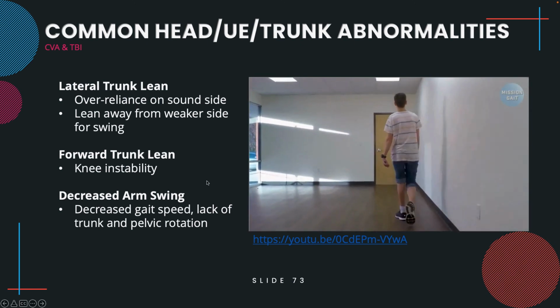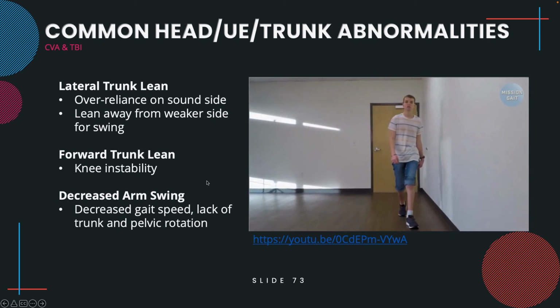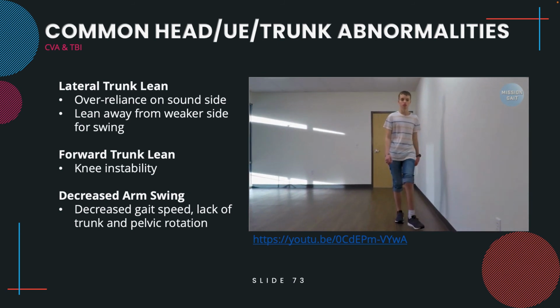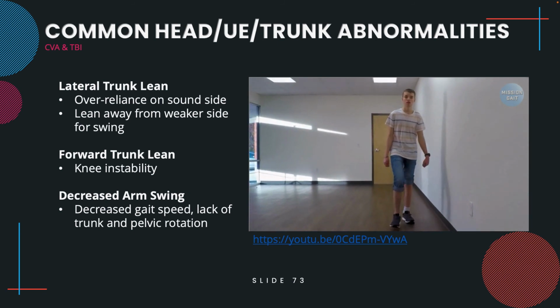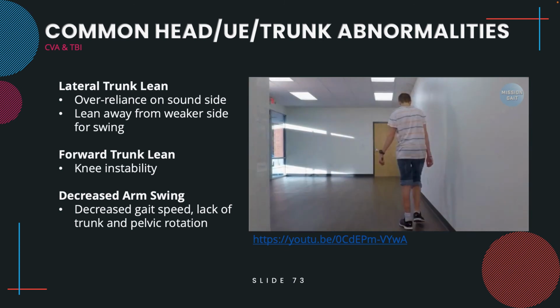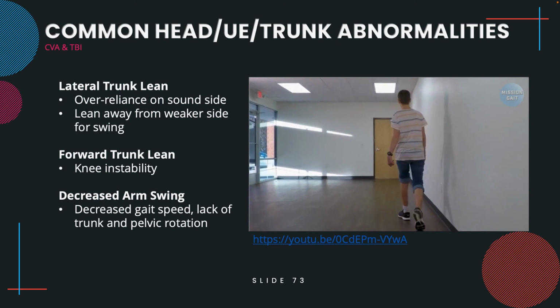Again, we might see a forward trunk lean due to knee instability. And then we might see overall decreased arm swing due to decreased gait speed, lack of trunk and pelvic rotation, which tells us a little bit about their balance as well as the efficiency of their walking.